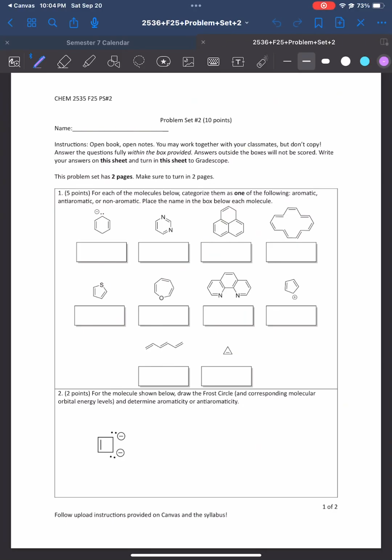Alright guys, so in this video we're going to be going over problem set 2. So let's start with question number 1. For each of the molecules below, categorize them as one of the following: aromatic, anti-aromatic, or non-aromatic.